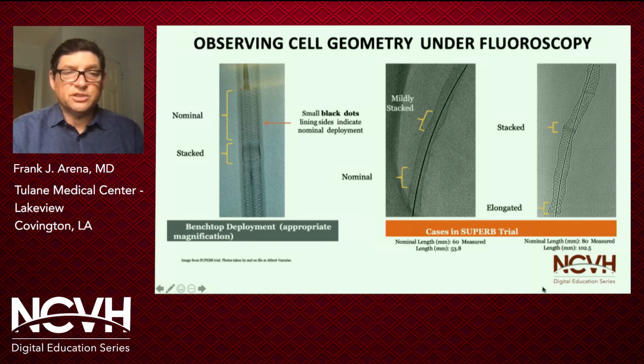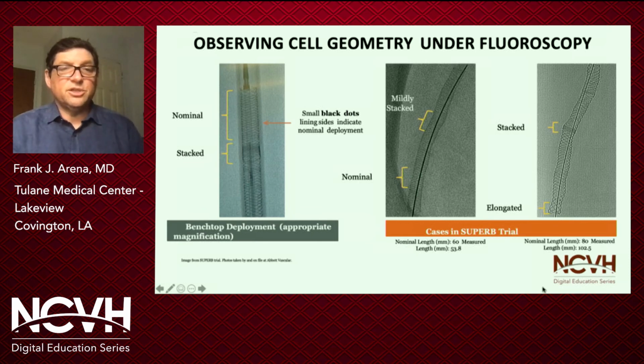You want to do it relatively slowly. I often keep my left hand on the device, keeping positive pressure as I use my right hand to deploy it, making sure that the cells stack appropriately. And I'll show on this slide and the next slide, you can see the difference between a nominal deployment, where you'll have these little black dots along the edge, and the cell geometry will be about 2 to 1 in size, versus a stacked or elongated, as you can see on the right side of the page.